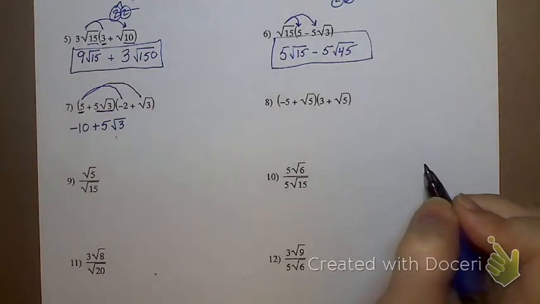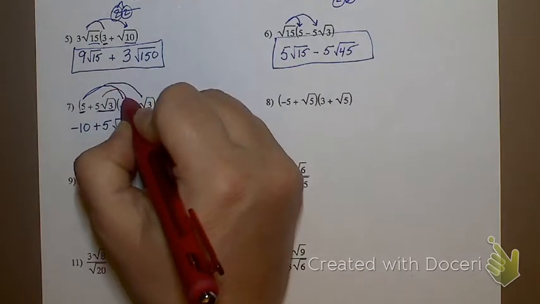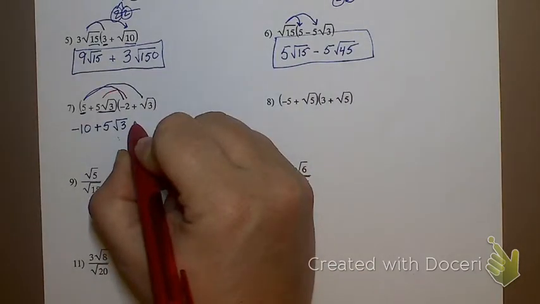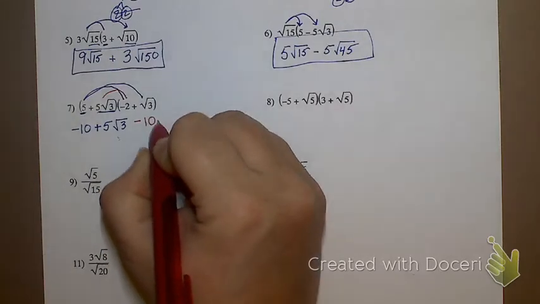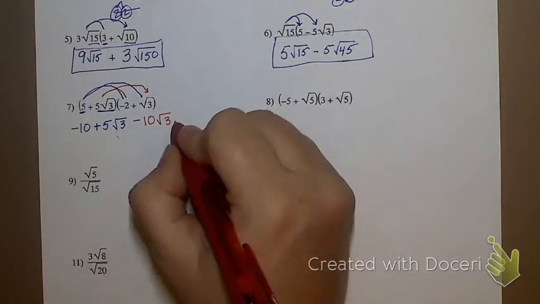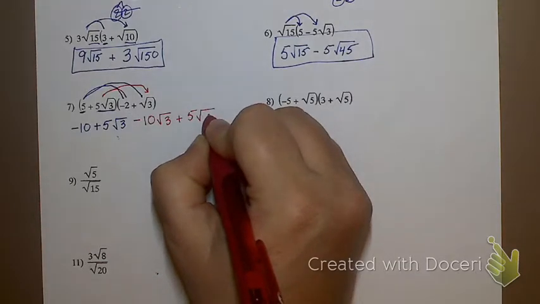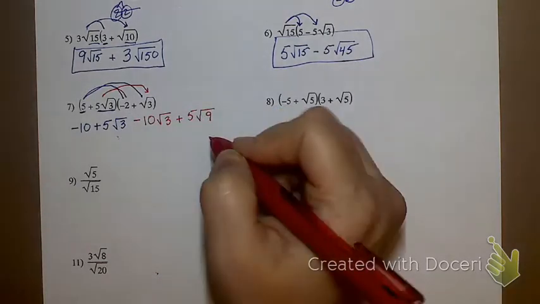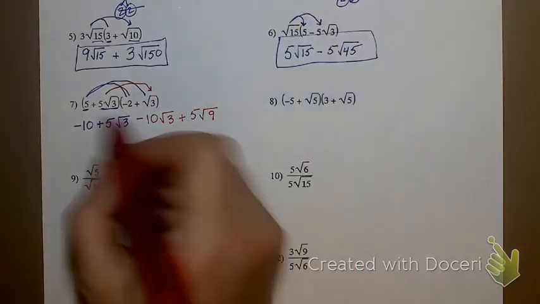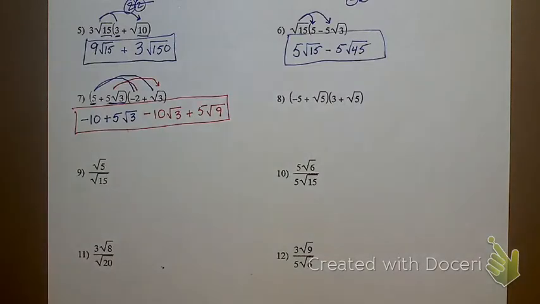So that's the first distribute. And then the second distribute, I take the 5 rad 3 and multiply it by negative 2. What does that give me? Negative 10 rad 3. And then 5 rad 3 times rad 3 would be positive 5 rad what? 9? Yes? And that's where I want you to just stop. Tomorrow we'll go further with it, but today just stop right there. Okay? All right, you do number 8.